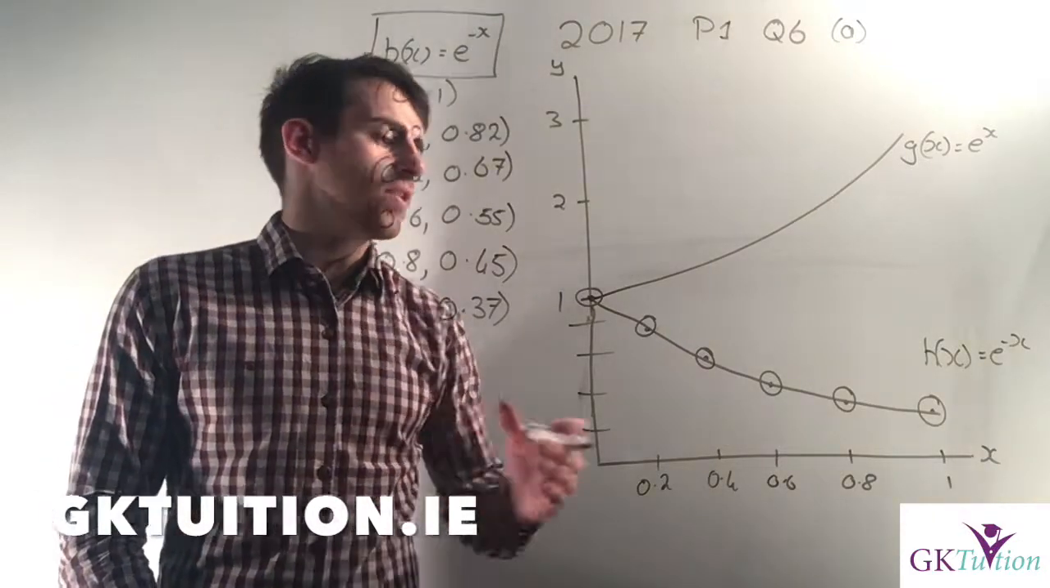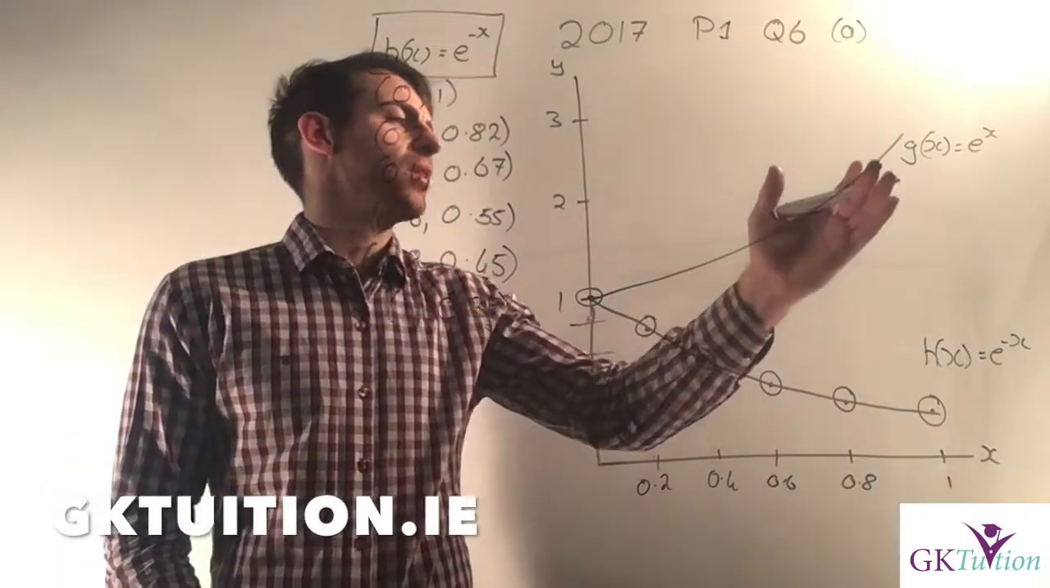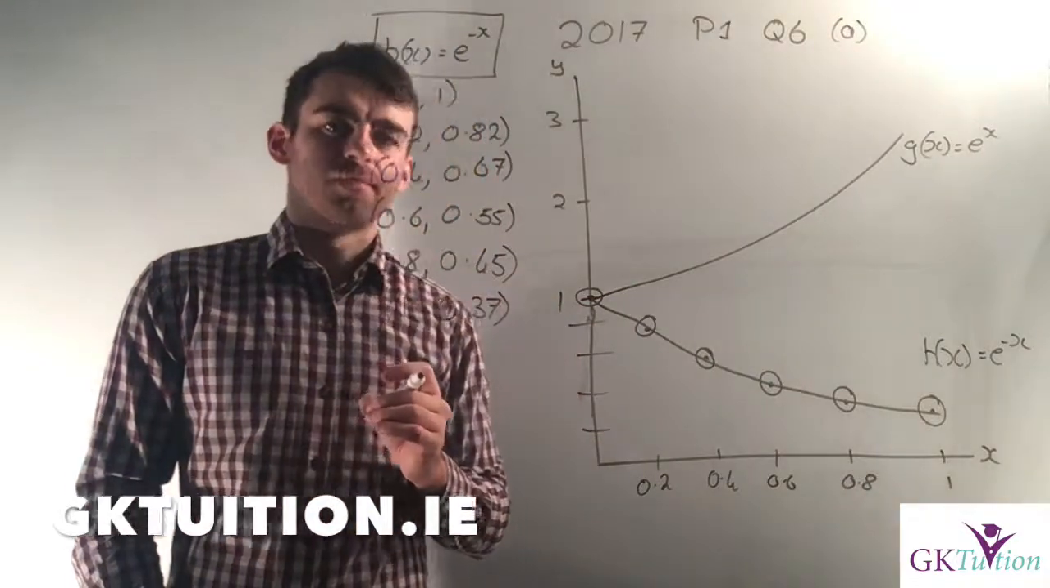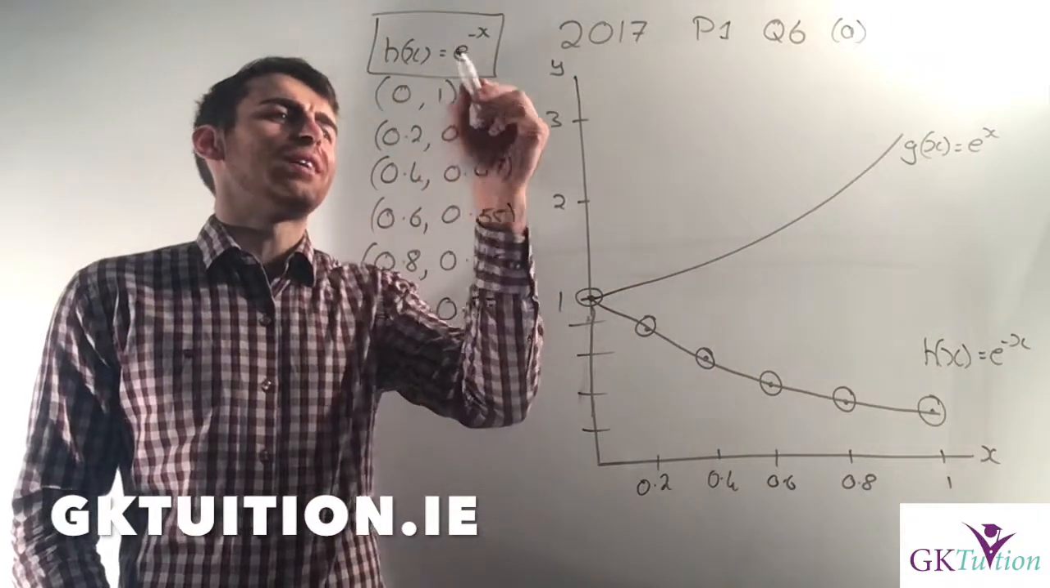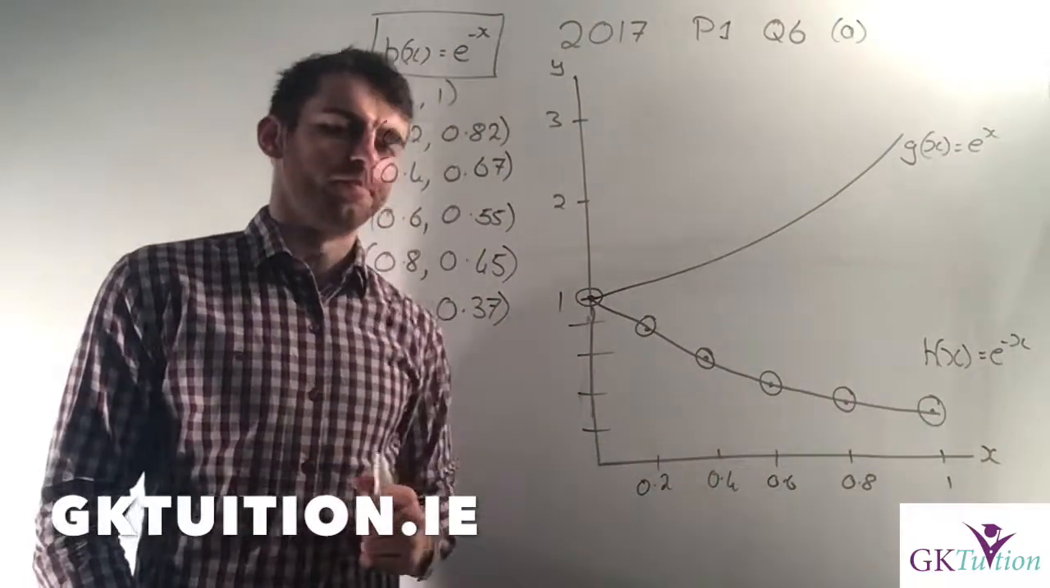Now the question we're going through here is 2017 Paper 1 Question 6 Part A. In this question they've given us an x and a y axis, and they've drawn the curve g of x, which is e to the power of x. They've then told me that h of x is e to the power minus x, and they asked me to draw it in the domain from 0 to 1.